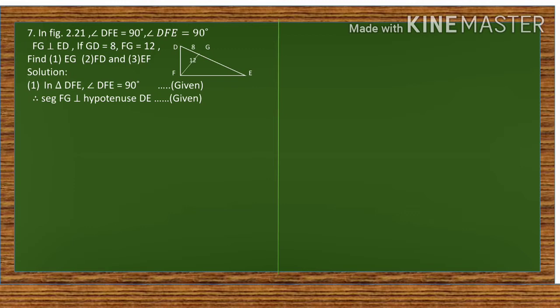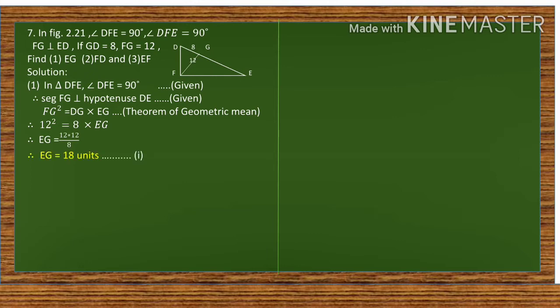Therefore, we can use the theorem of geometric mean here. By the theorem of geometric mean, FG square is equal to DG into EG. We know the values of FG and DG, so we can fill in the values to find EG. Therefore, 12 square is equal to 8 into EG. Therefore, EG is equal to 12 into 12 upon 8. Therefore, EG is equal to 18 units. This is number 1.